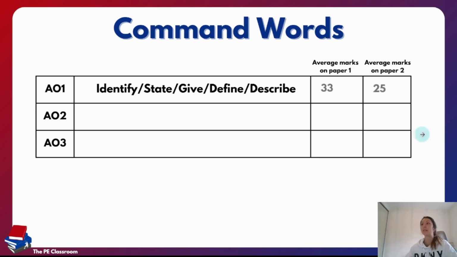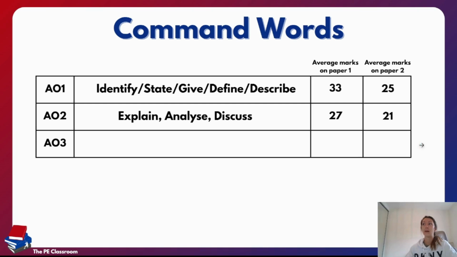As a command word, and just as some little stats for you, on average, on your paper 1 and on your paper 2, you'll have 33 marks available for AO1 on paper 1 and 25 marks on paper 2. AO2 questions typically are explain, analyse and discuss.